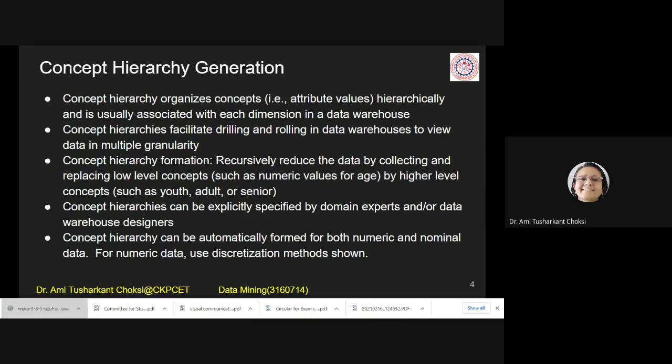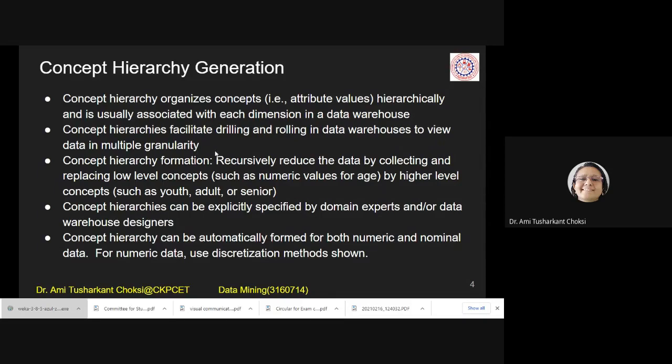Then what we say is concept hierarchy facilitates drilling, that is going deep, or you can say going into detail, and rolling in data warehouses. Rolling. Just now, if I am viewing the cube, in front of me I am having one dimension. When I roll it, I will be able to see the other dimension, isn't it? The terms are simple, isn't it? So, rolling in data warehouses to view data in multiple granularity.